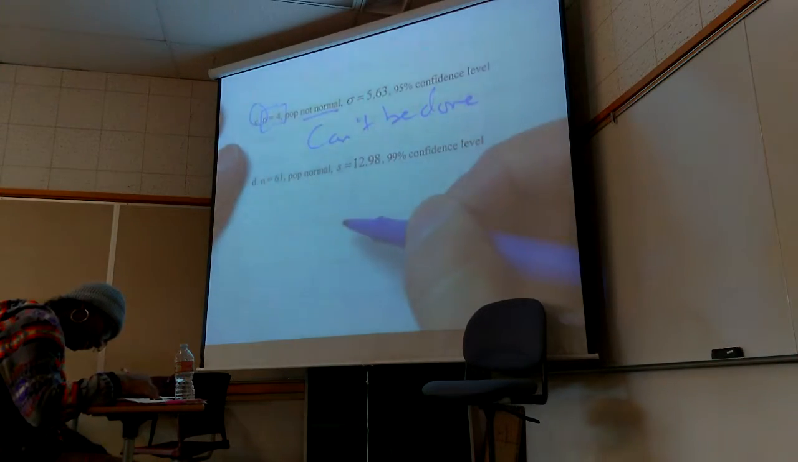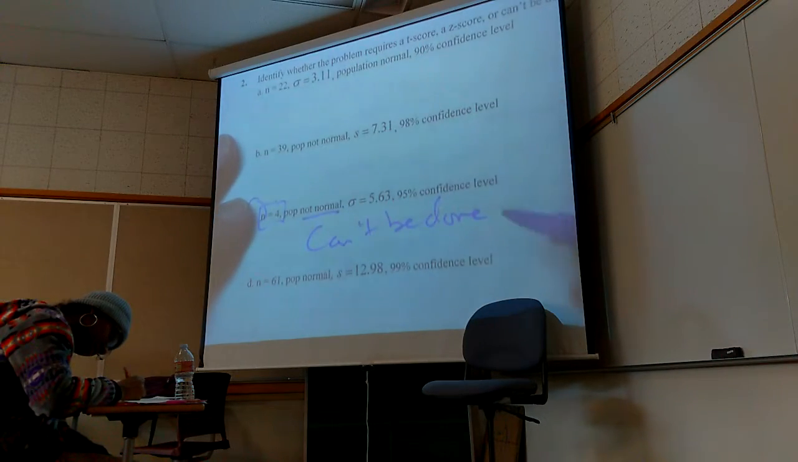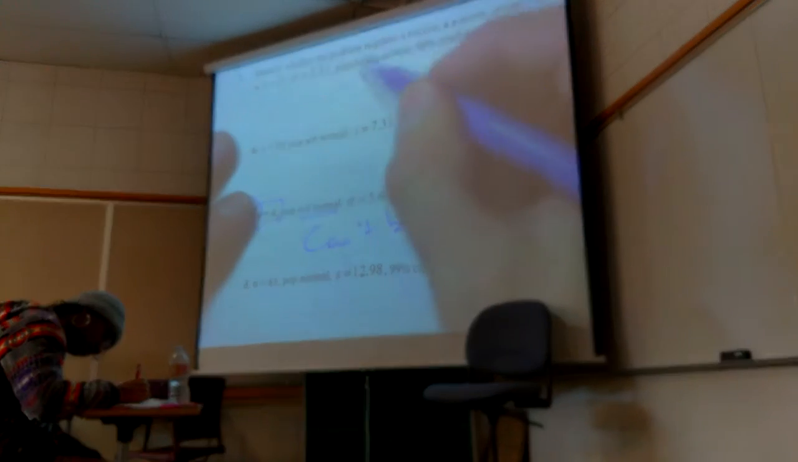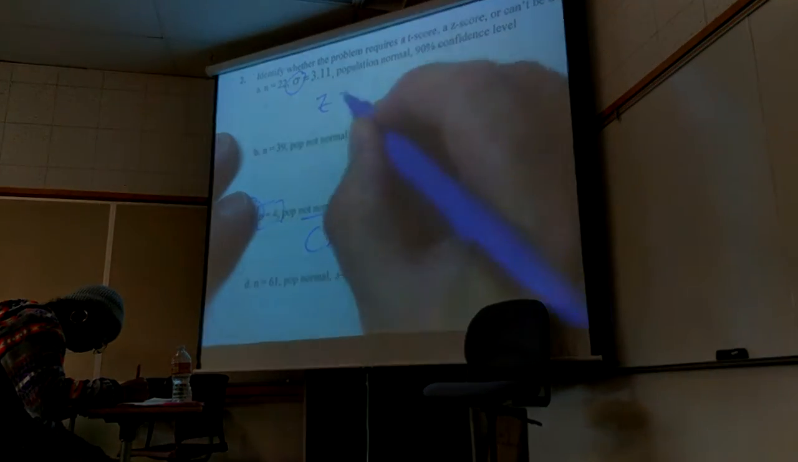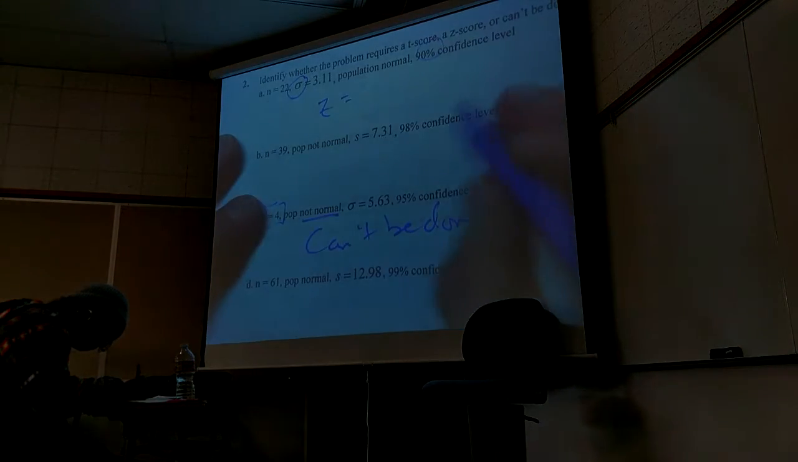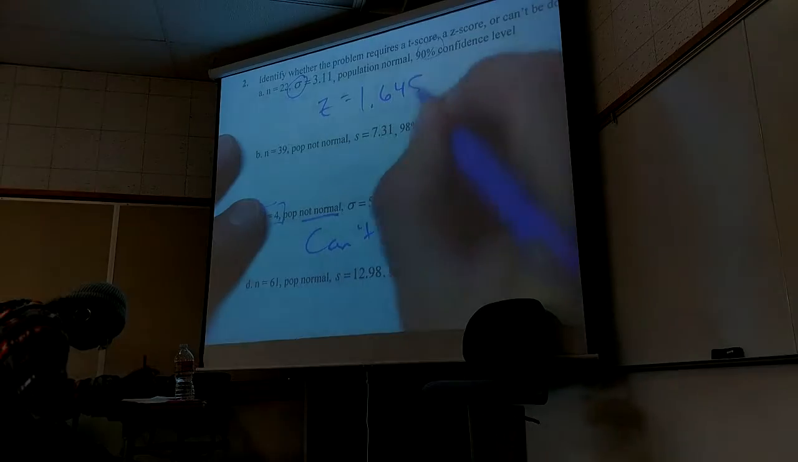Normal, right? So what's the only thing that tells me if I'm going to use T or Z? Whether you know sigma. Yeah, I know sigma here, so it's going to be a z-score. And what's the z-score going to be? For 90%, does anybody have that memorized? 1.645.